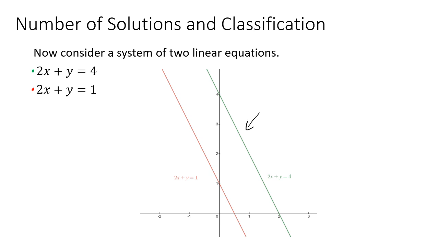Any point on the green graph would make the green equation true. Any point on the red graph would make the red equation true, but there is no solution to the system. There is no solution to the system. And so in this case, we would say that the system has no solution. The name we use for the classification of a system of this type is actually the same as the name we used for individual equations back in section 1.1. We call this inconsistent. So this would be an inconsistent system of equations.